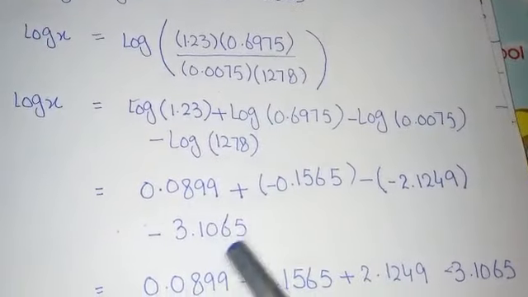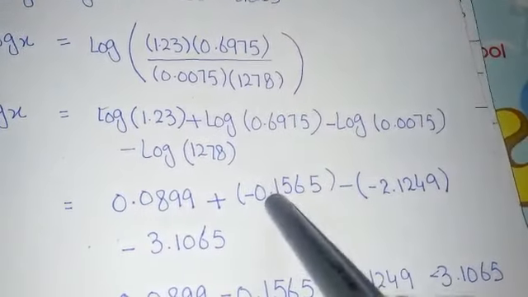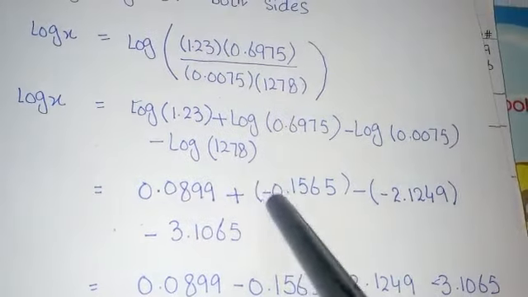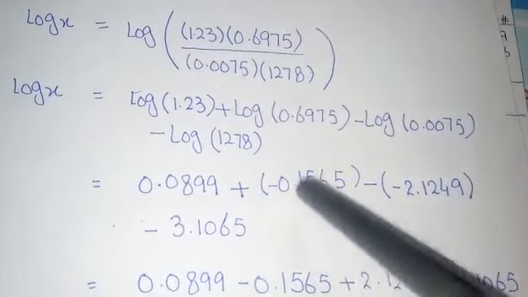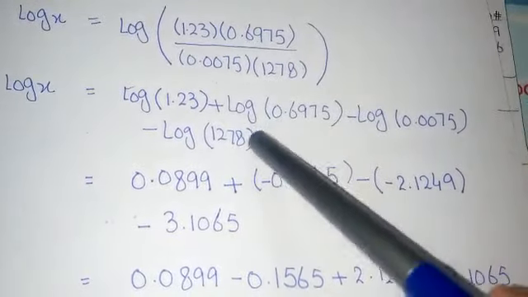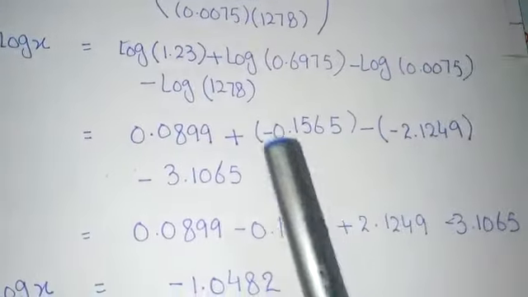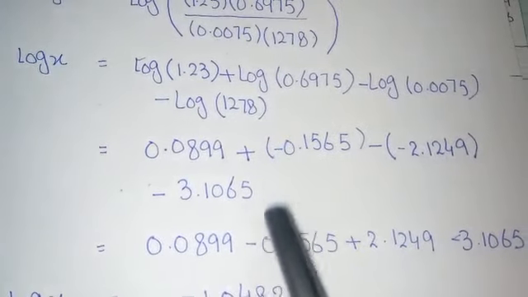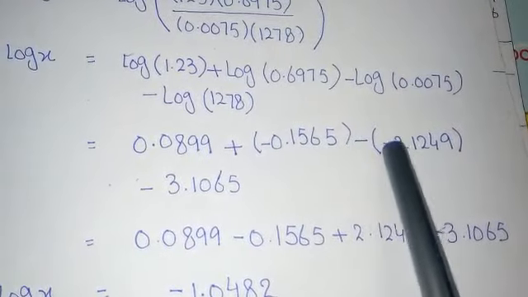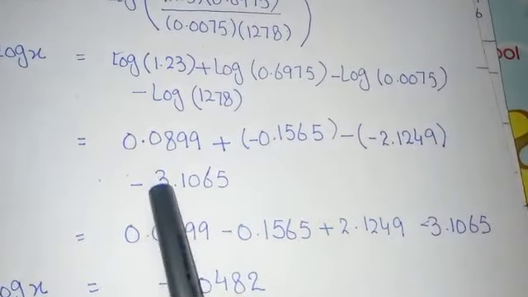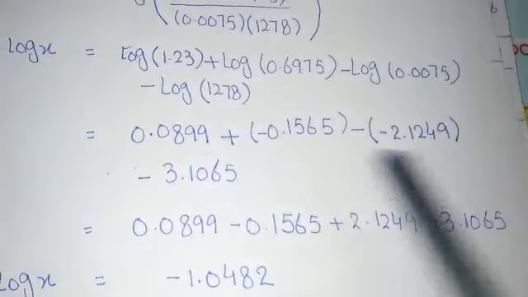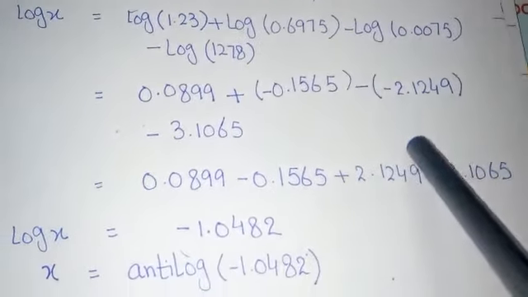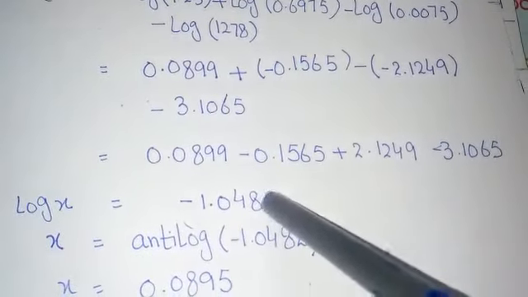Now if your answer is negative, then put a bracket. You will also remember, whenever there are two signs you have to put a bracket. So if your answer comes out negative, please put a bracket. Clear? Now open these brackets. It will remain as it is, plus minus minus as it is, minus minus plus, the number will be as it is, and minus 3.1065. Now this is a simple mathematical question. Solve it with the help of a calculator. The answer will be this. Clear?